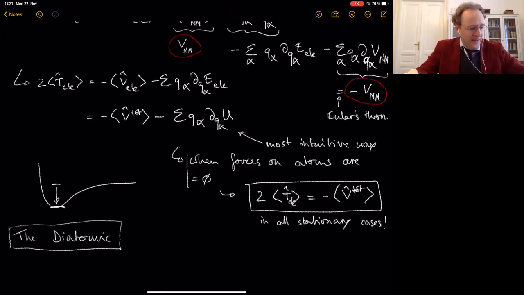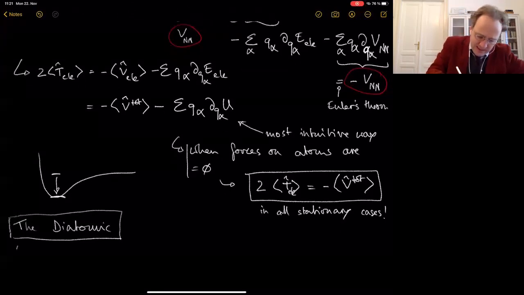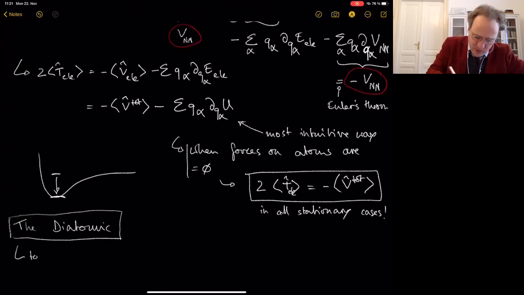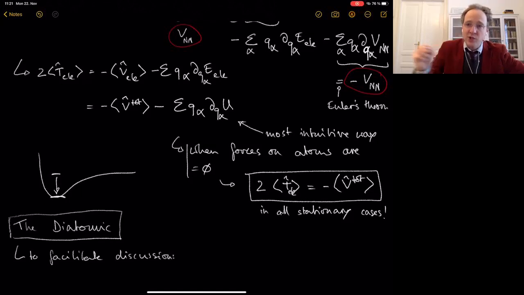All right. So for the diatomic, the first thing we'd like to do is to switch to the internal degrees of freedom, the internal coordinates, right? So we would like to facilitate discussion. We would like to project our degrees of freedom onto the interatomic distance.